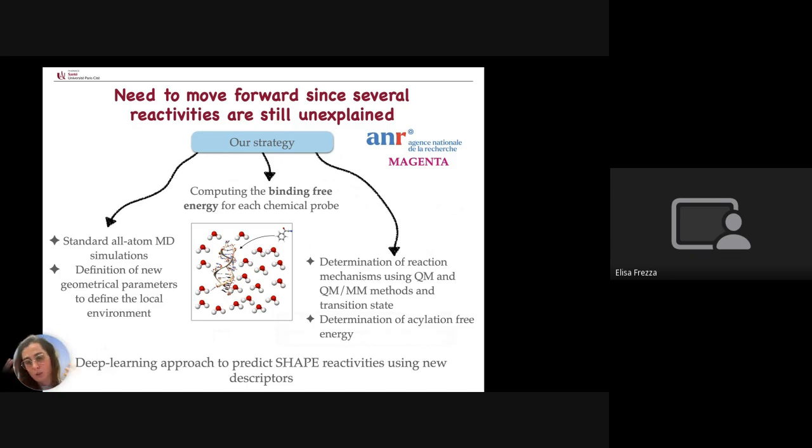And all this piece of information could then be the starting point for a deep learning approach to predict the SHAPE reactivities, because we wanted to find what new descriptors are relevant to the reactivity of RNA, but in this case, we wanted to understand how the probe also influences RNA.